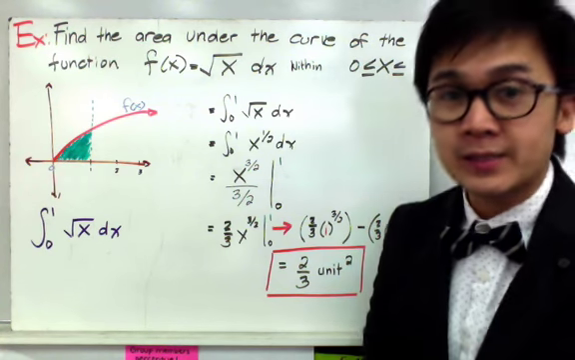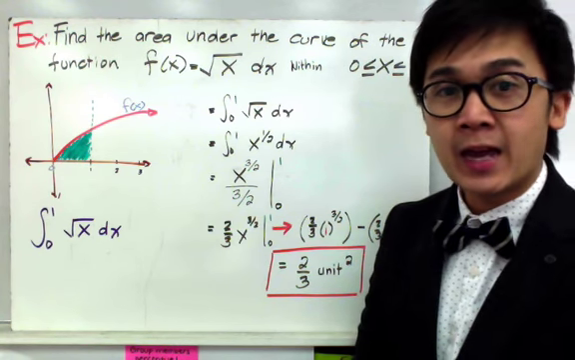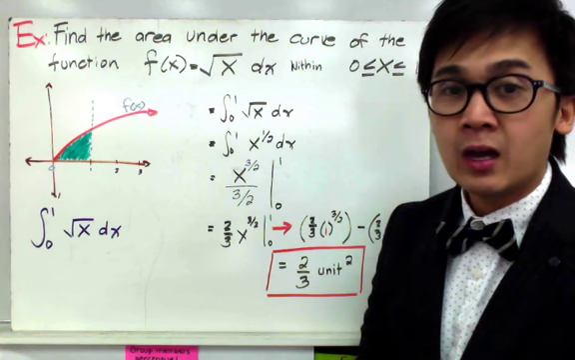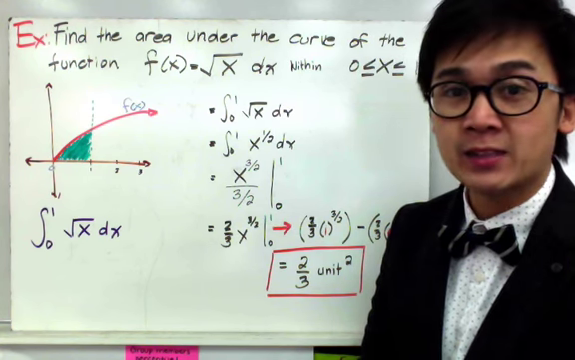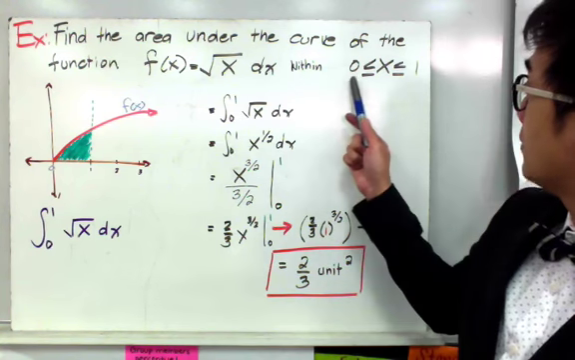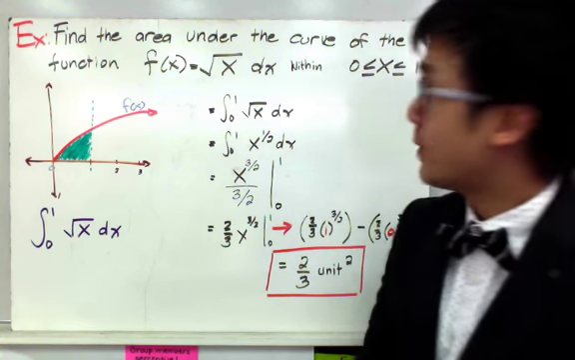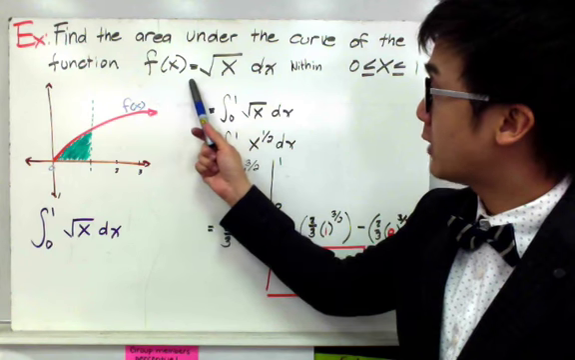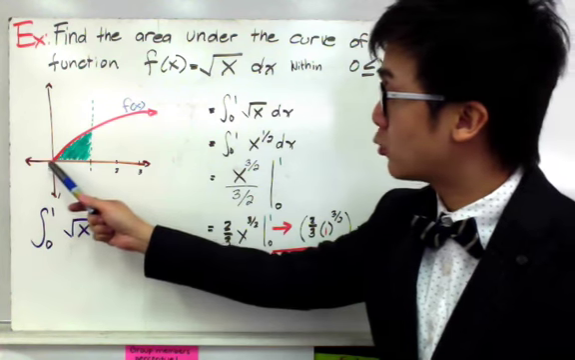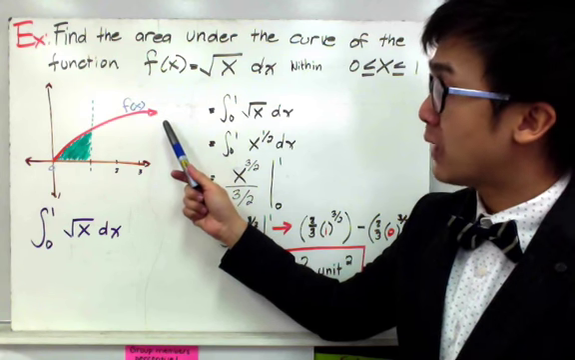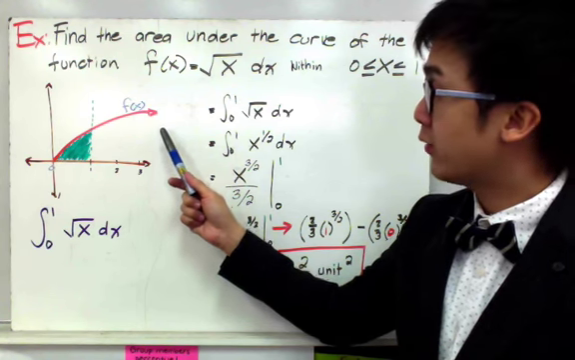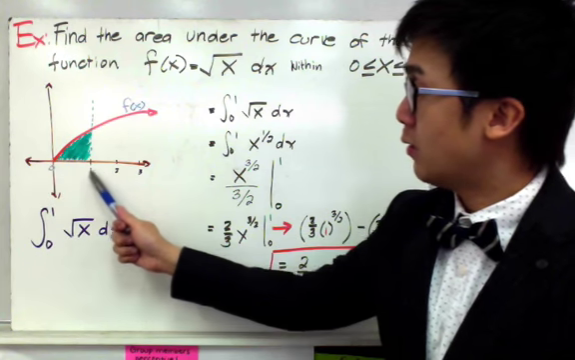Now, sa una nating example, meron tayong function at kailangan daw nating hanapin yung area under the curve for the function f of x equal to the square root of x dx within the interval from 0 through 1. Now, kapag graph natin yung function natin na square root of x, ito yung magiging itsura ng graph niya. Pero yung gagamitin natin today is hanapin natin yung area under the curve between 0 and 1.